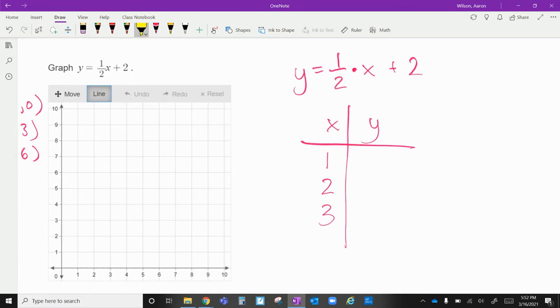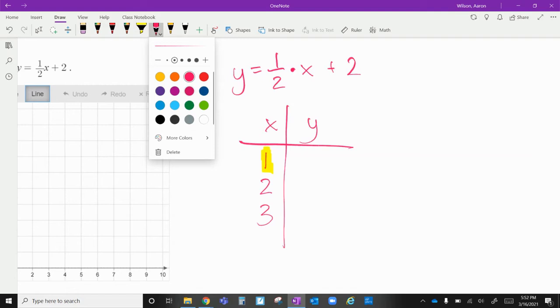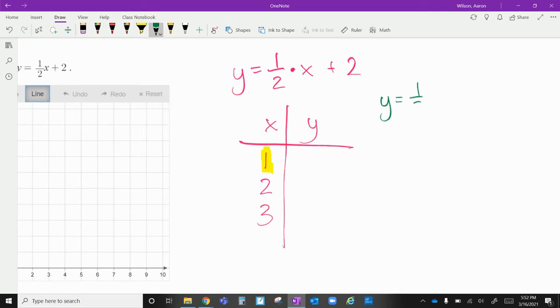We take our first one, which is a 1, and we plug that into the equation. I'm going to use green this time. This means we have to write y equals 1/2 times 1, because I'm saying x is 1, and I have to add 2. Well, what is 1/2 times 1? That's a half. Well, what's a half plus 2? Hopefully you know that a half plus 2 is 2.5. So this means that our y value is going to be 2.5.